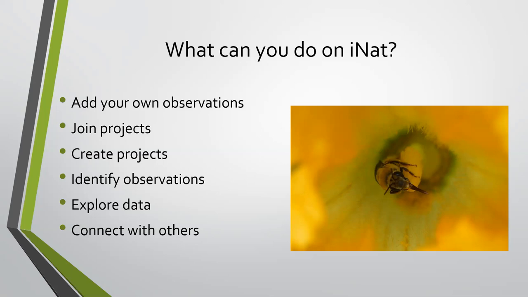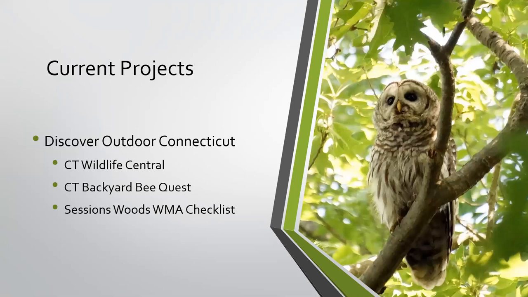So getting into the projects that the DEP is doing, our outreach program, we have what's called an umbrella project. An umbrella project is one bigger project that tracks a bunch of smaller projects all underneath it. So our umbrella project is Discover Outdoor Connecticut. And you can look that up if you're on iNaturalist. You can look up Discover Outdoor Connecticut and you'll find our umbrella project. And when you join that project, it'll let you see the different collection projects that we have going on as well.